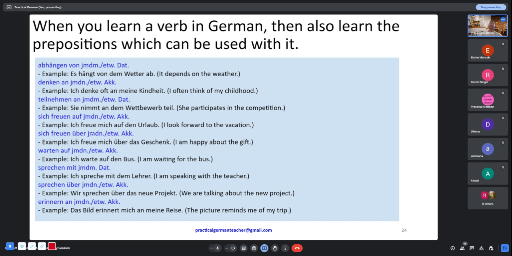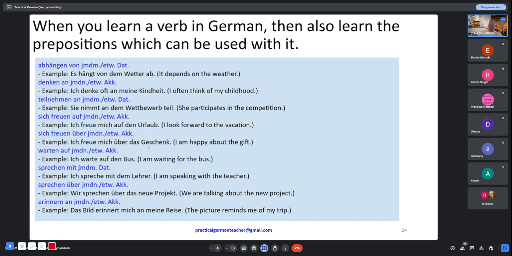So let's look at the example. Ich freue mich auf den Urlaub. I look forward to the vacation. Ich freue mich über das Geschenk. Somebody has already given you a gift and it has already happened and you are happy about it. So sich freuen über is always about something that has already happened.